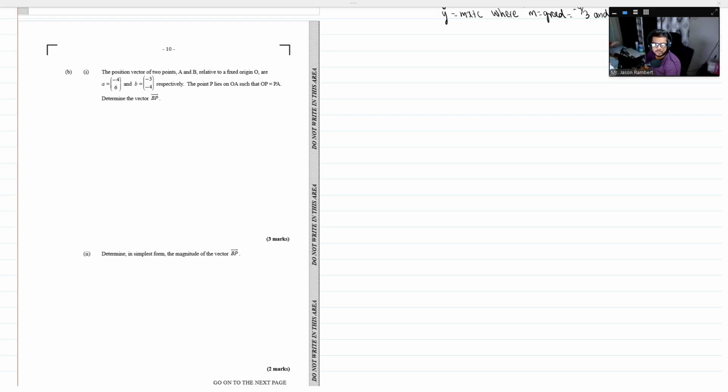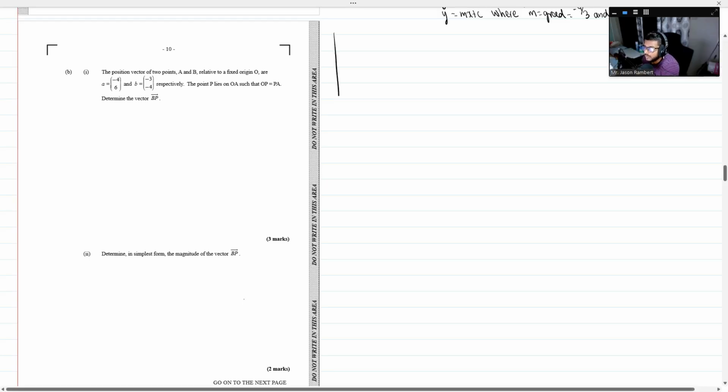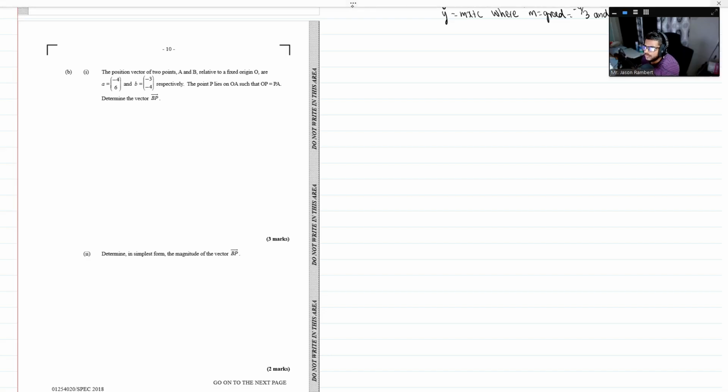All right, so next question. Vectors. The position vectors of 2 points A and B relative to a fixed origin O are a and b respectively. The point P lies on OA such that OP is PA. Determine the vector PB. Now, our diagram will help us visualize this a little better. It doesn't have to be correct, it doesn't have to be perfect. At least try to draw it a little bit accurately. It doesn't have to be a perfect diagram, right?